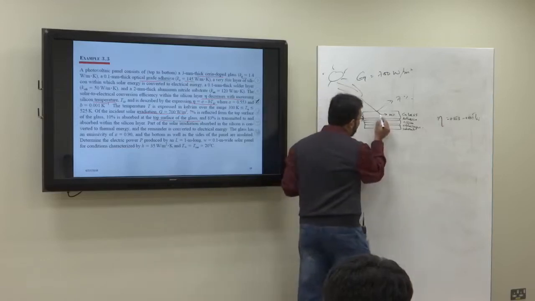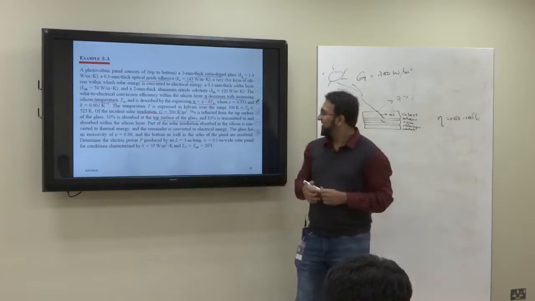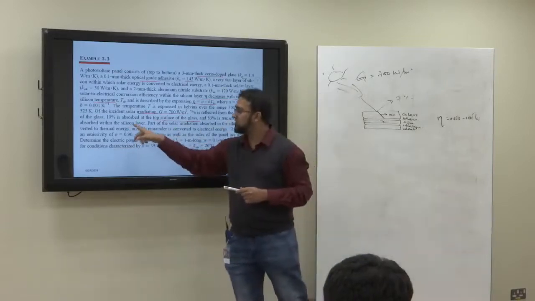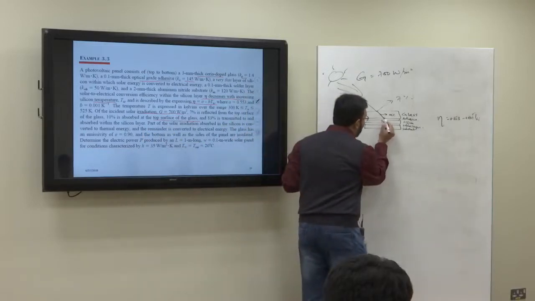Now 83% is transmitted to and absorbed within the silicon layer. So the remaining 83% passes through the adhesive and goes into the silicon layer.